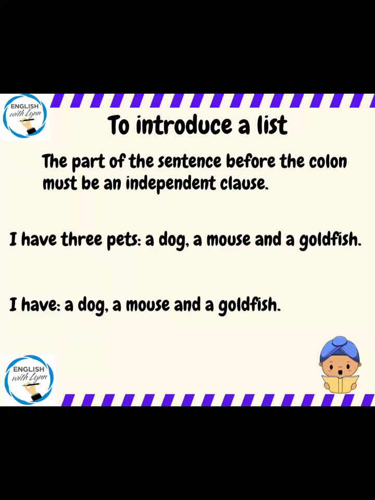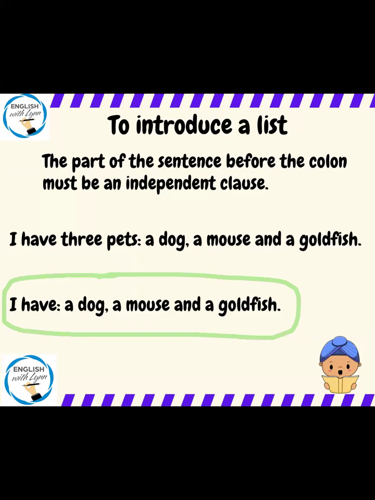Now, what I can do to check that this makes sense, and that this is an independent clause, first of all, is substitute my colon with either "and these are": I have 3 pets and these are a dog, a mouse, and a goldfish, that still makes sense. Or I can substitute it for "which are": I have 3 pets, which are a dog, a mouse, and a goldfish. So I can use that trick to check, because this second version here doesn't make sense.